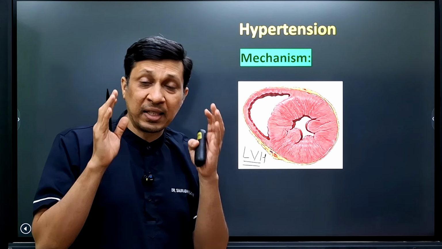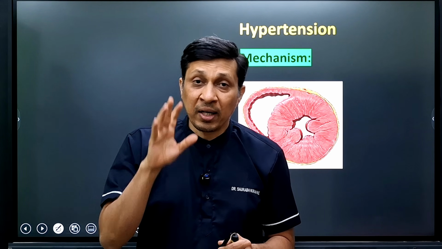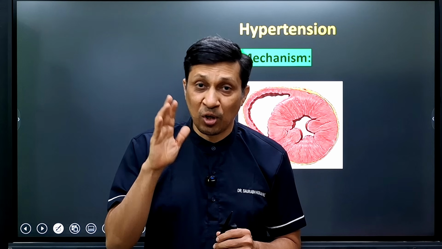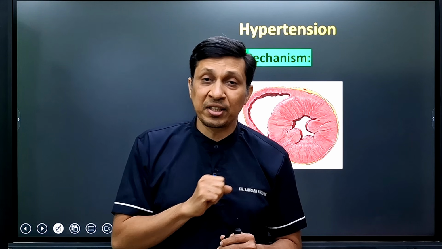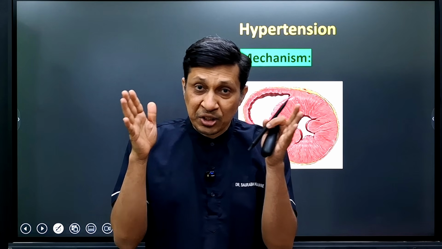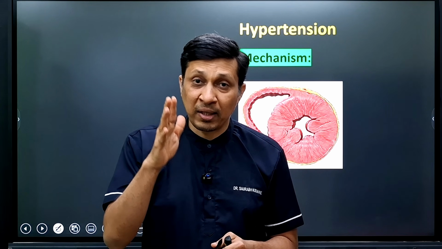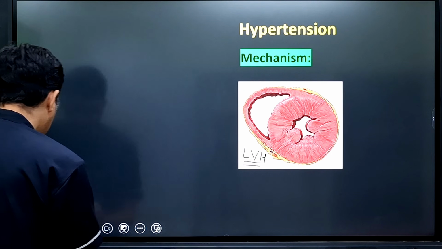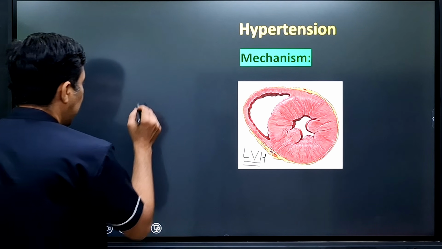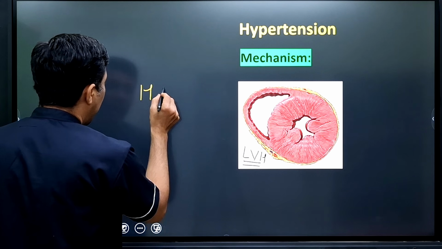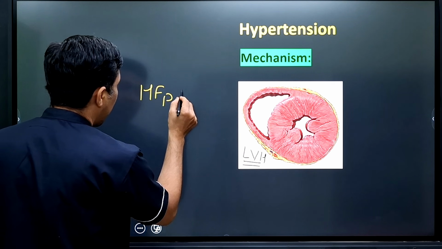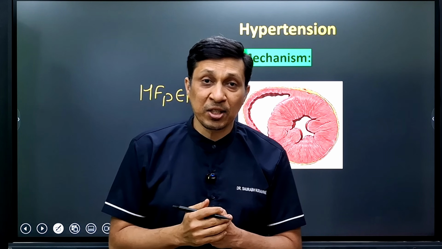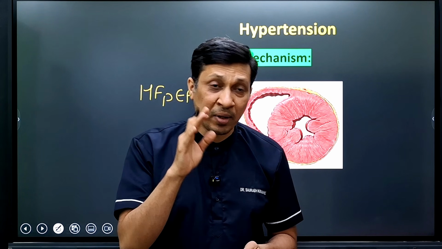Now, what happens in left ventricular hypertrophy? Here, the systolic function or the contractility of heart is normal. That is, the ejection fraction is normal, but the relaxation of heart is improper. That is, there is diastolic dysfunction. And here, the heart failure that occurs is called heart failure with preserved ejection fraction. So this is the mechanism of heart failure in hypertension.